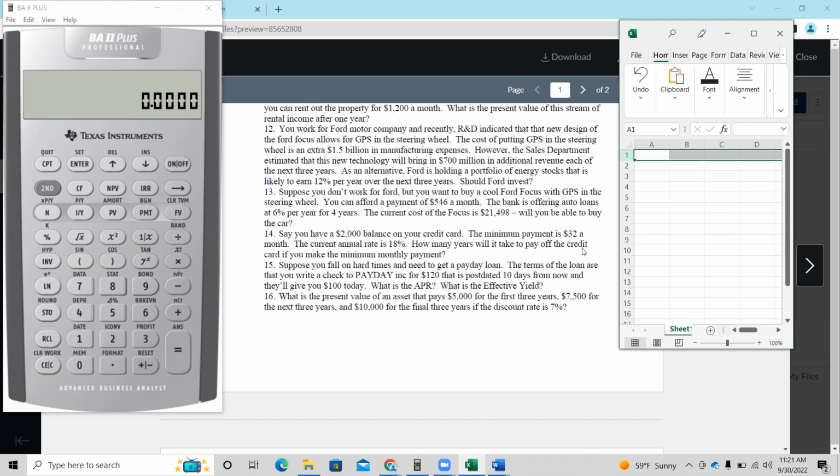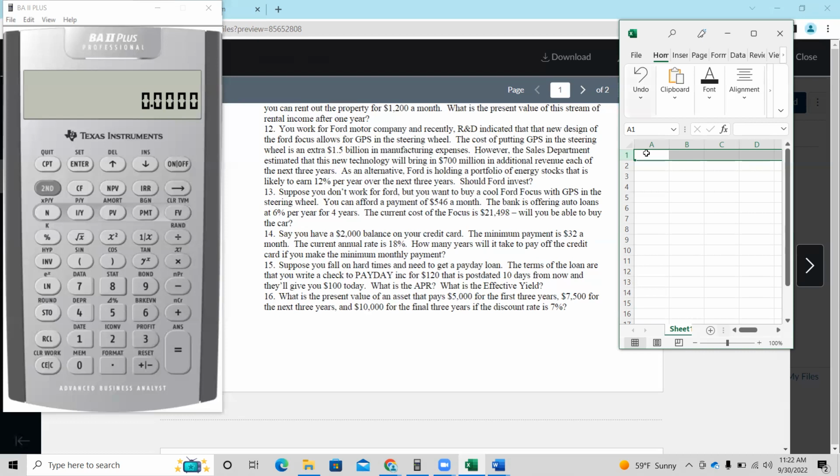And the question is, what should Ford do here, right? They can either invest in the new technology, and we see what the cash flows from that new technology are going to do, 700 million in each of the next 3 years, or they could take the amount of money that they would have invested in the new technology and instead invest in a portfolio of energy stocks. We're going to solve this two ways. First, I think the easiest way to understand this is we're going to solve for the rate of return of the technology investment, the GPS in the steering wheel, and compare that rate of return to the rate of return that is expected if we invest in the energy stocks.